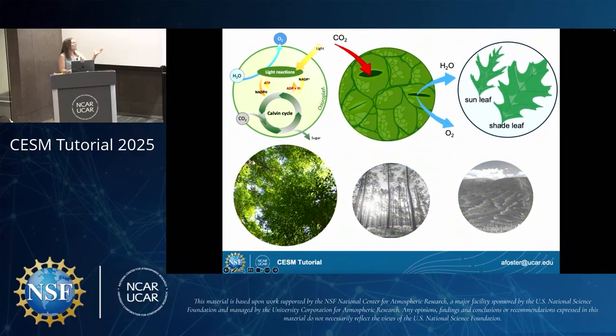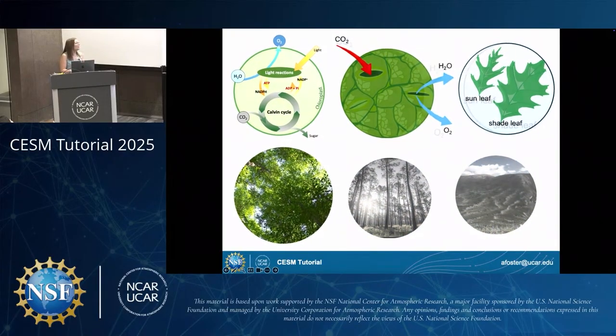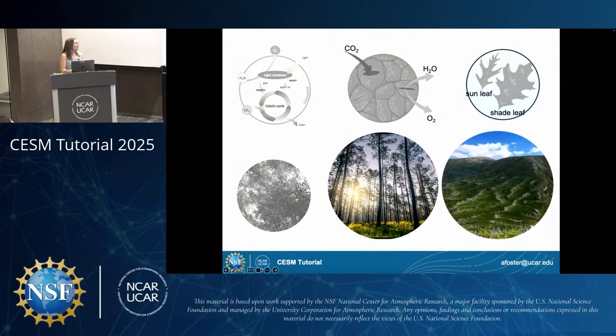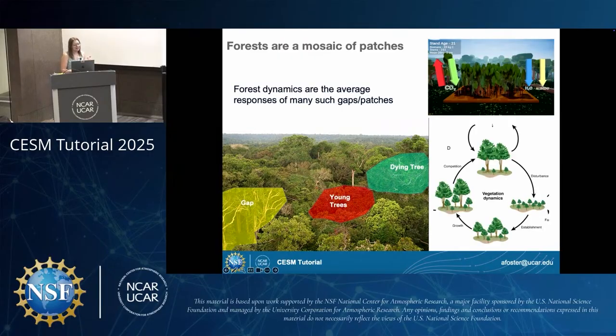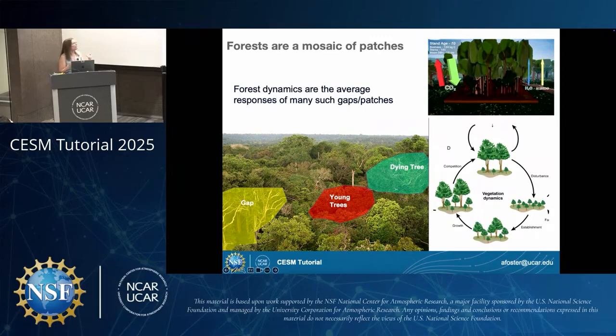So in CLM, we're doing a really good job at this part, maybe not so good at this part of how trees interact with their environment. We know that forests are a mosaic of patches. If we look out at a forest canopy, we can see there's a gap here, there's a dying tree, there are some young trees. And then over time, forest dynamics are the average responses of many such gaps or patches.